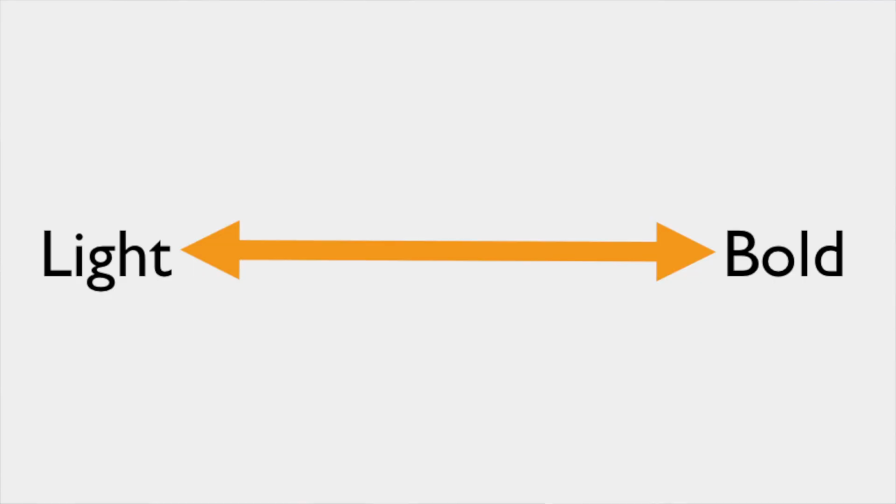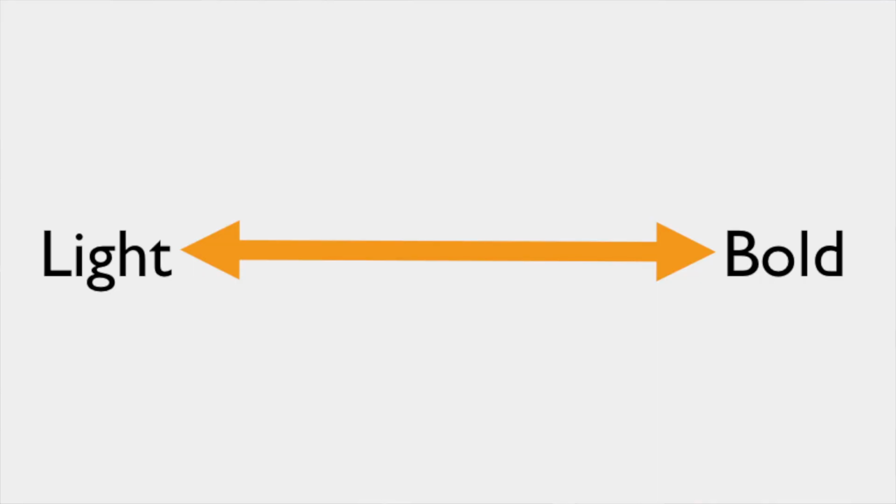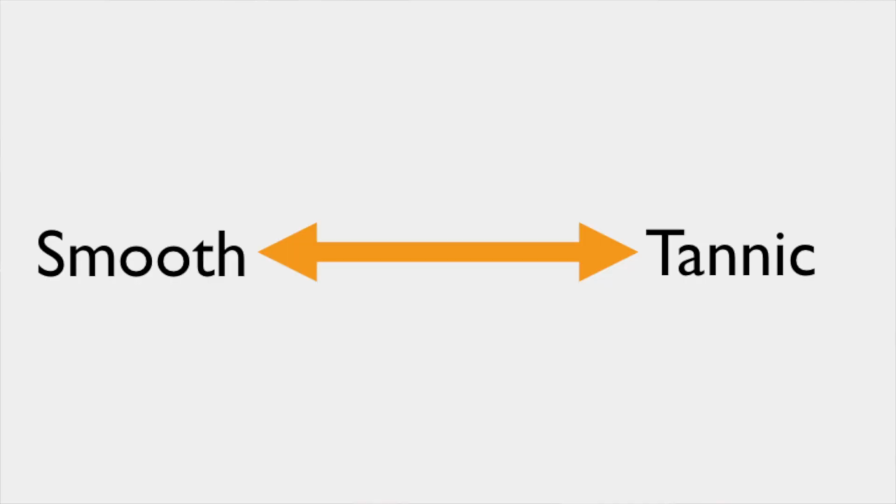So first we have light versus bold wine. This is also known as the heaviness of the wine. Another way to think about light and bold wines is, does it have a really intense flavor to it? If it does, it's probably a bold wine. If it doesn't have as much flavor to it, it's probably a light wine. You can also make an in-between and say that a wine is medium bold if it's not totally light or totally bold.